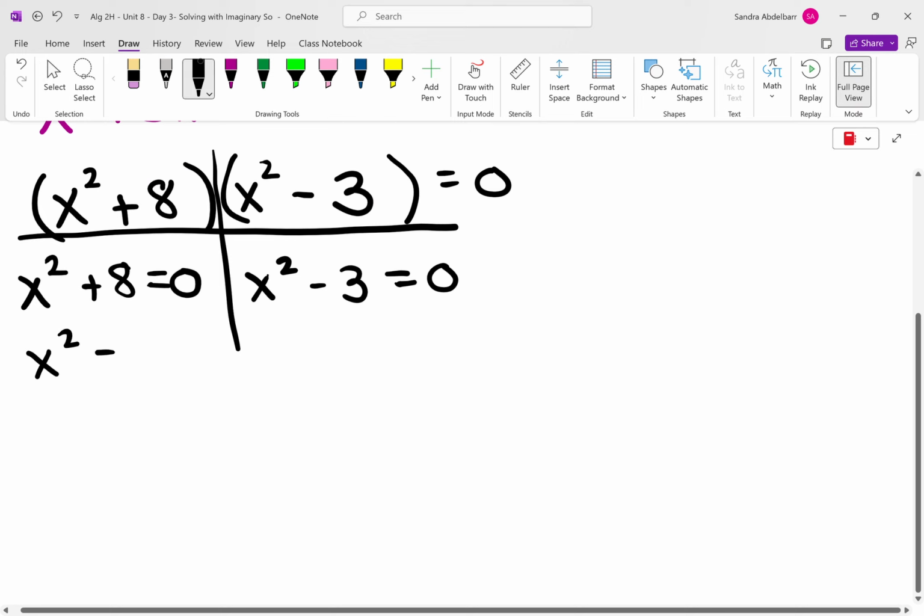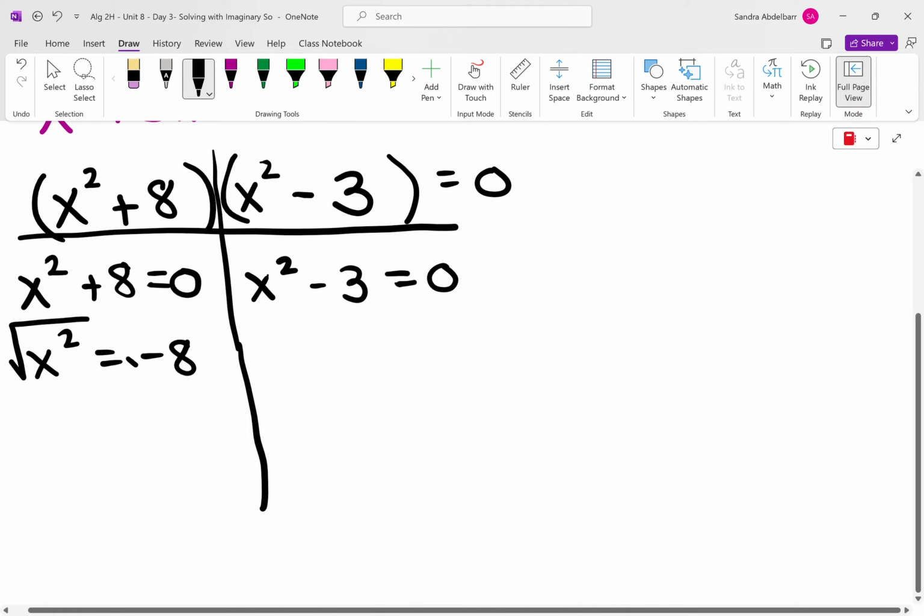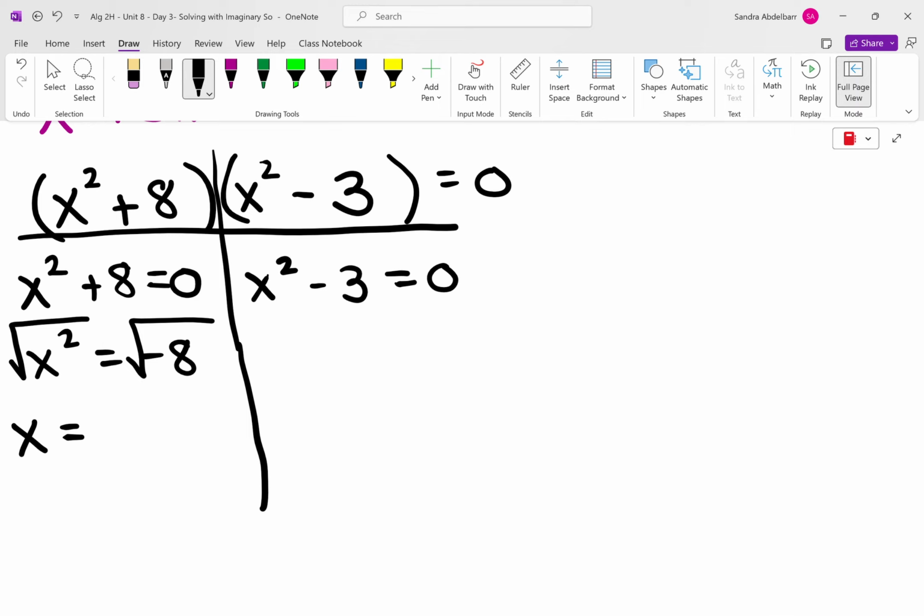I'm going to move that 8 over. And before this chapter, what would we say? We'd say we can't do this, there's no real number solution, you can't take the square root of a negative number. Now can we? Absolutely. To undo a square, we take the square root. But don't forget, the minute you take a square root, what do we have to put in front? Plus or minus. So this is going to be plus or minus i root 8. This is still not my answer, because what can I do with root 8? Simplify it. So x is equal to plus or minus 2i root 2.